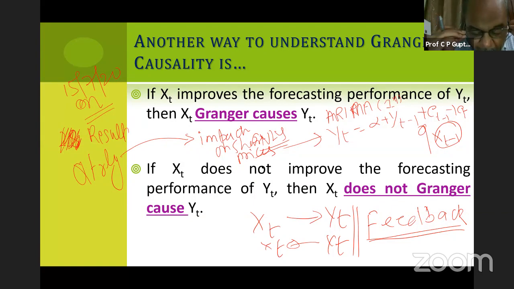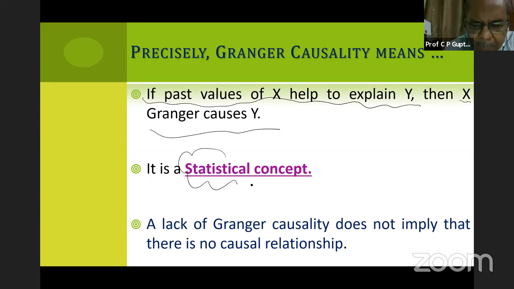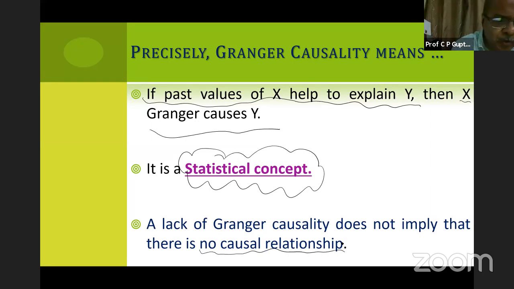Panel data, if you take the time series and not the cross-sectional, then you can apply the Granger causality, otherwise you cannot. Precisely, Granger causality means past values of X help to explain Y. Then we say X Granger causes Y. It's a statistical concept and does not give you the true cause and effect relationship, and that will come from theory. A lack of Granger causality does not imply that there is no causal relationship. Please understand that. Okay.